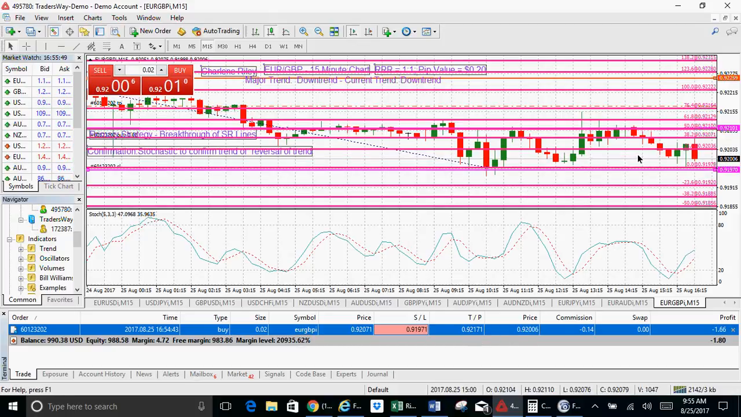Okay, so I set my, whoa, and that's trying to reverse on me? Oh my goodness. Finished labeling my chart anyway.